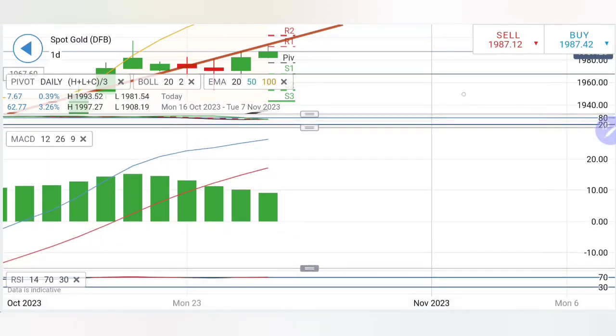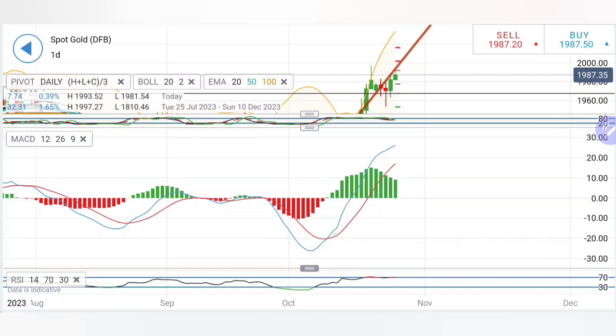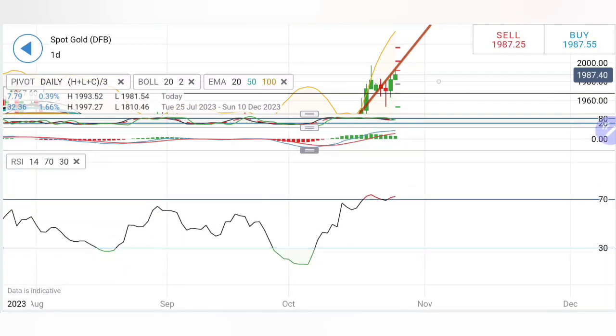Stochastic has dropped here. The MACD is still in green. It is not showing any signs of convergence on the daily charts. It has shown extreme bullishness. Candle size is minimized, but it has not yet crossed over. RSI is overbought.